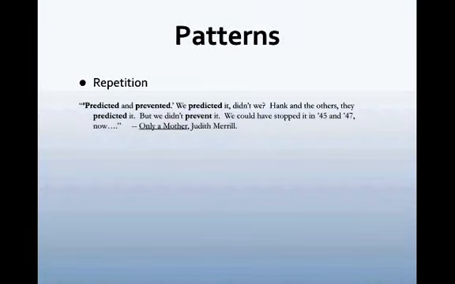Predicted and prevented. We predicted it, didn't we? Hank and the others, they predicted it, but we didn't prevent it. We could have stopped it in '45 and '47. Besides the anxious or unstable, like this character in an old sci-fi short story, who else might repeat themselves?